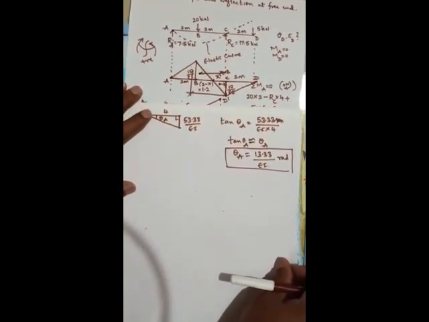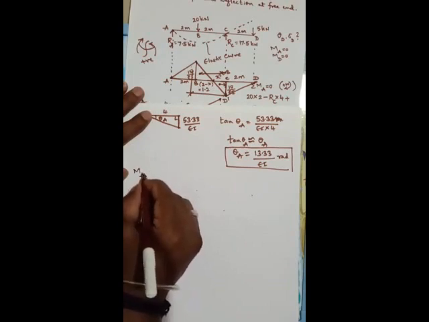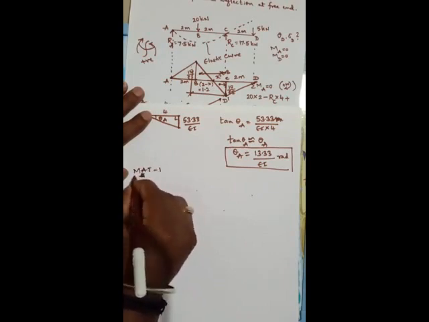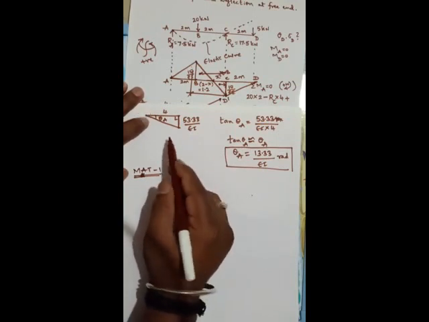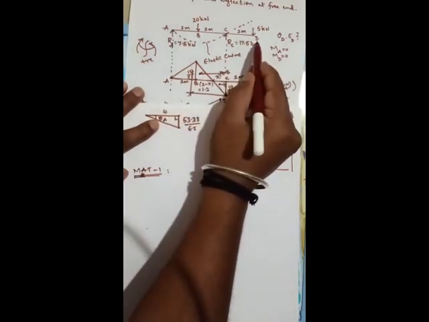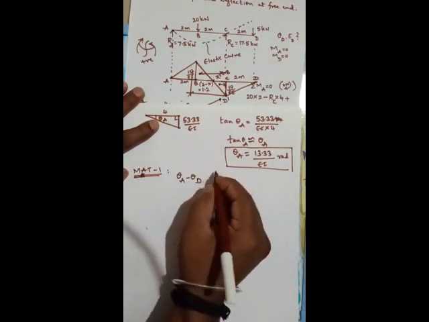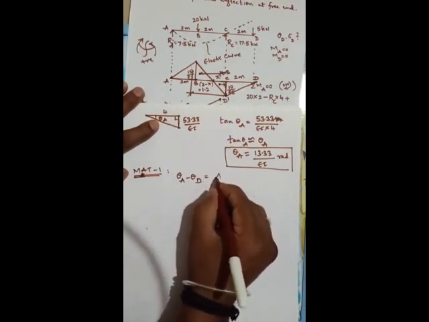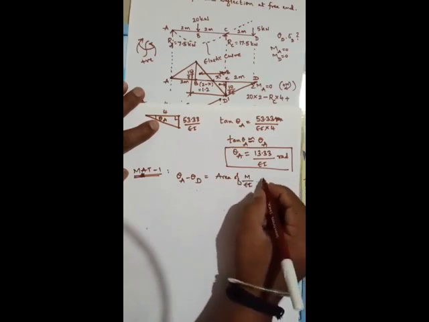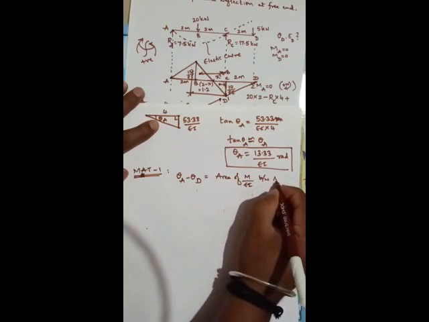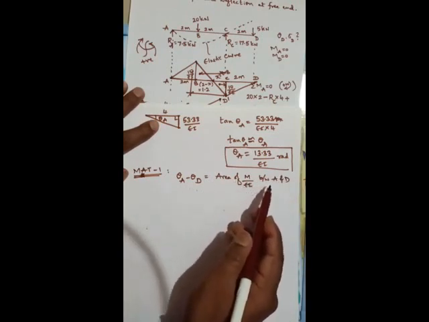So what is moment area theorem 1? According to moment area theorem 1, it is the change in slope between any two points. Now one point is known, that is at A. So we are calculating at D. So theta A minus theta D is equal to what? Area of M by EI diagram between A and D.